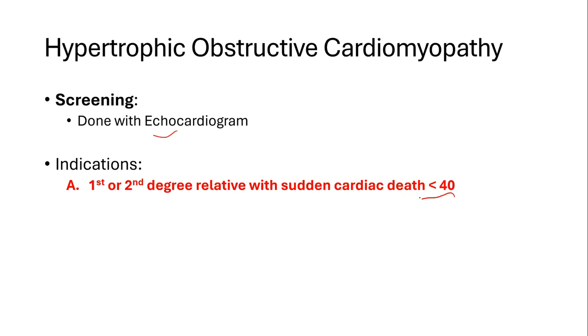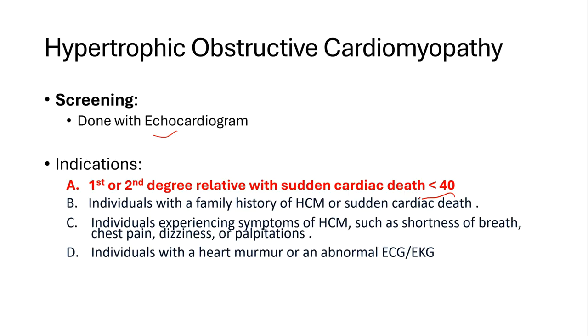If you have a first degree relative who has suddenly passed away at the age of 30 from some sort of cardiac failure, you need to be screened for HOCM. Now, there are other causes: individuals with family history, individuals experiencing symptoms, individuals with a heart murmur or abnormal ECG. This is great to memorize, but what is this telling you? This is telling you, hey, you have symptoms or your family has a history. That's all these indications say. So you screen someone, obviously, if you have symptoms, right? We just talked about that. But also, if you have a family history.